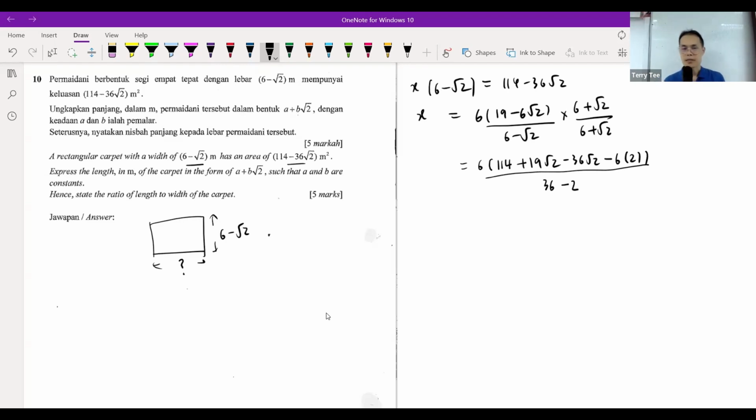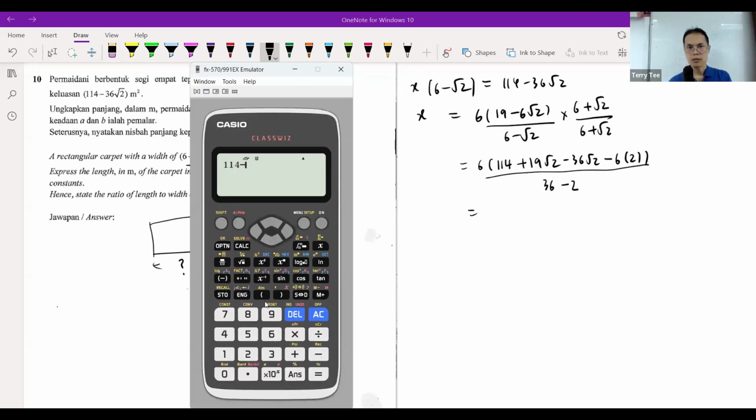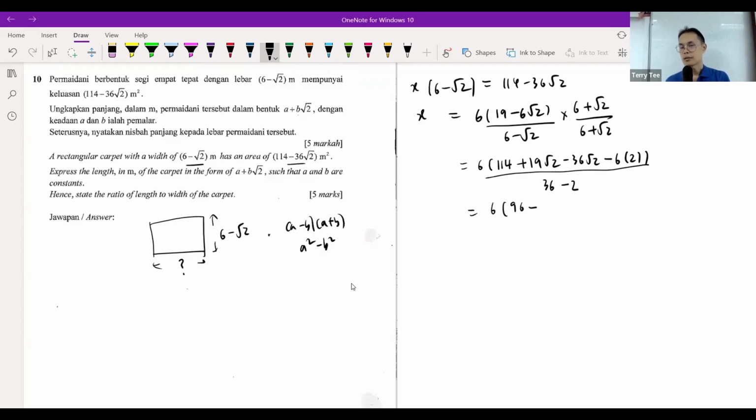Okay, remember this is (a minus b)(a plus b). If you have (a minus b)(a plus b), when you expand it, you should get a squared minus b squared. So let's simplify further. 114 minus 18, you can use a calculator. It should be 96, right? So keep the √2 here. This is 96. Then 19 minus 36, that will be 17. Right? 17, 17√2 over 34.